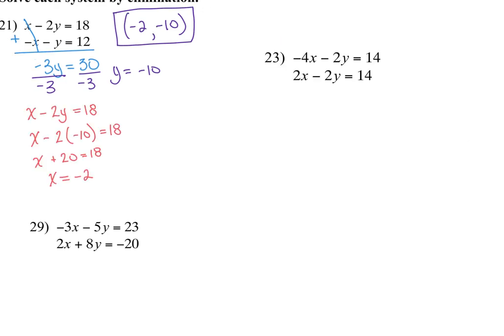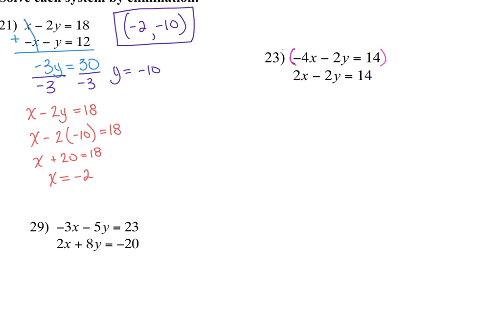None of the variables will automatically cancel if I just add. But one's very, very close. You'll see that y is a negative 2y and a negative 2y. But what happens if I add negative 2 and negative 2? I get negative 4, right? So I do need to multiply one of those by negative 1 to get it to be the right way to eliminate. It doesn't matter which one. You can take the top or the bottom and multiply by negative 1.